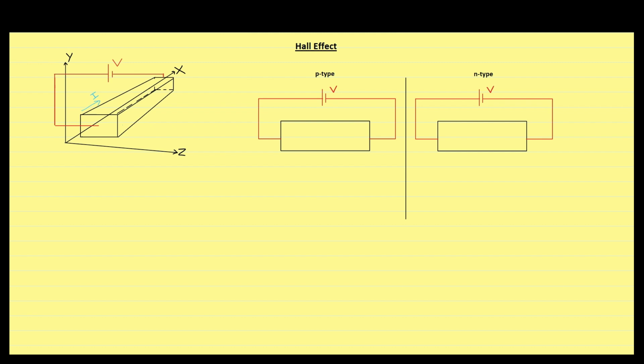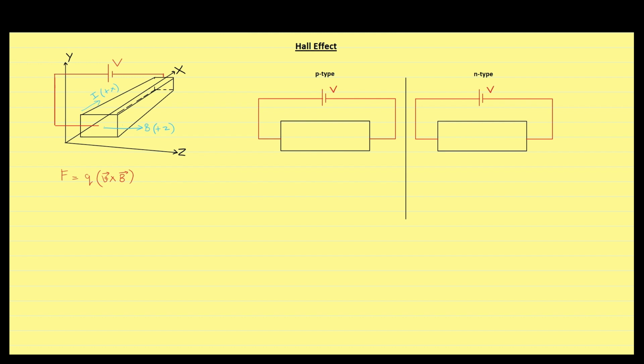Now, we introduce a transverse magnetic field effective on the whole semiconductor uniformly with the direction as shown. Magnetic flux density is in the direction of plus z axis and current is in the direction of plus x axis. The moving charge carriers will experience force, and the force due to magnetic field is equal to charge multiplied by vector product of velocity of charged particles and magnetic flux density.